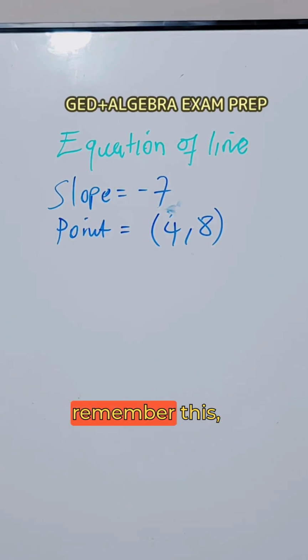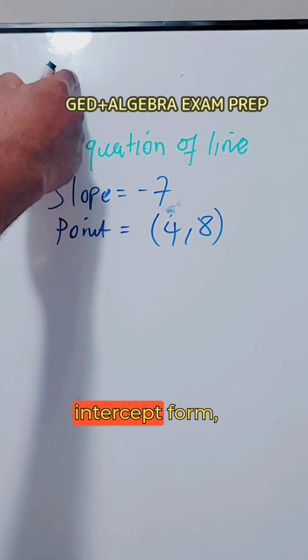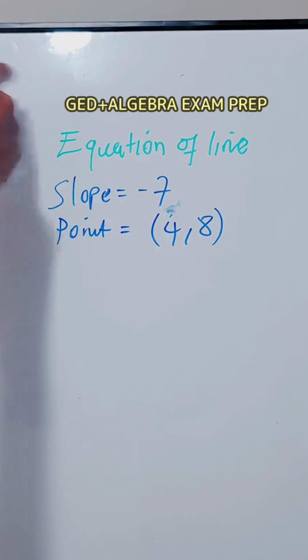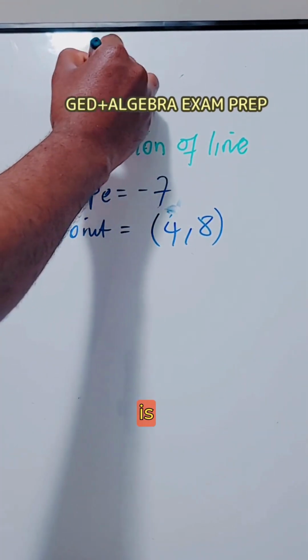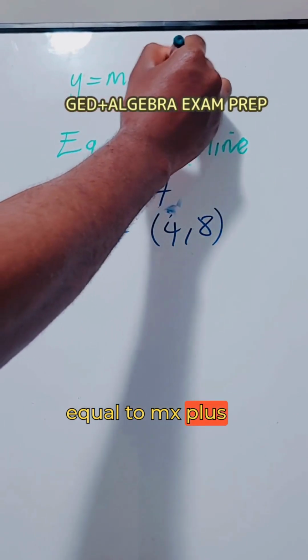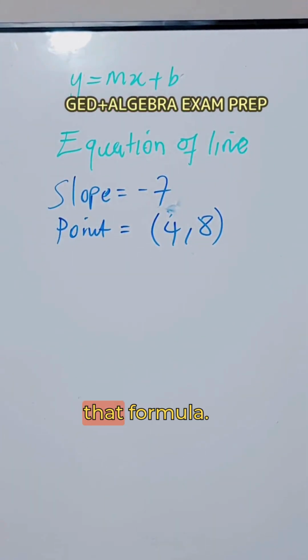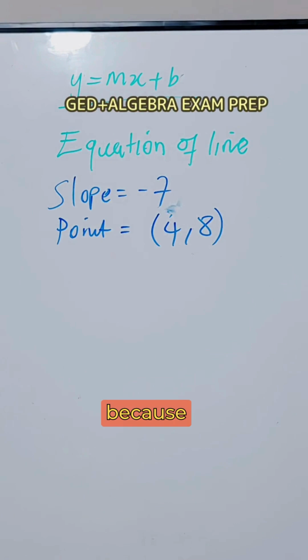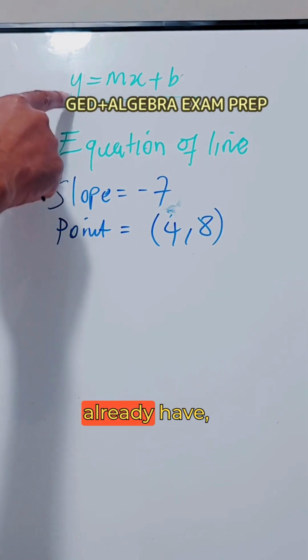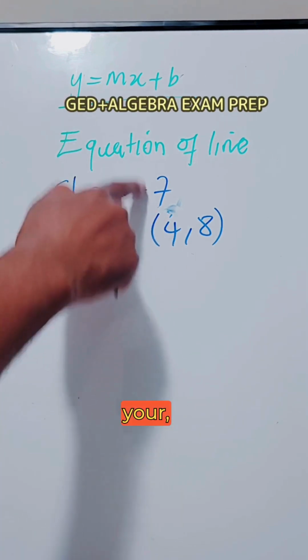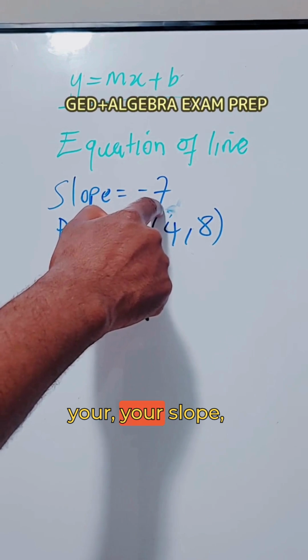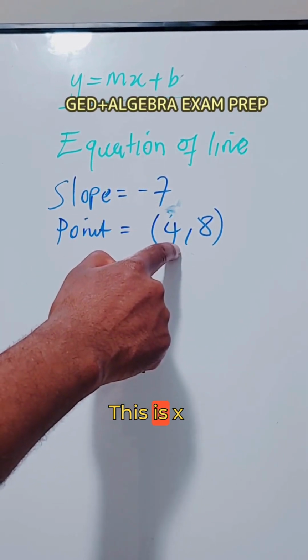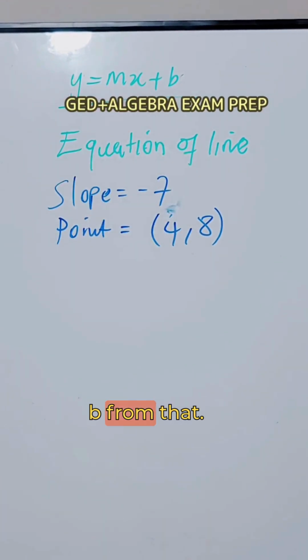So what we can do, remember this, we said the intercept form, right? y is equal to mx plus b. You can either use that formula, okay? You can either use this equation, y is equal to mx plus b, because you already have your slope, which is negative 7. Then this is x and this is y. You can find b from that.